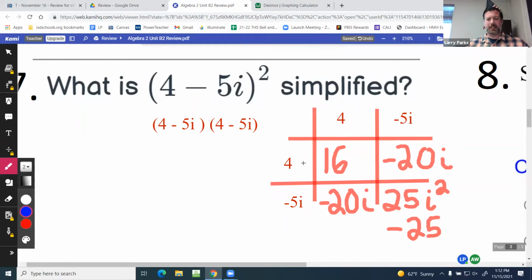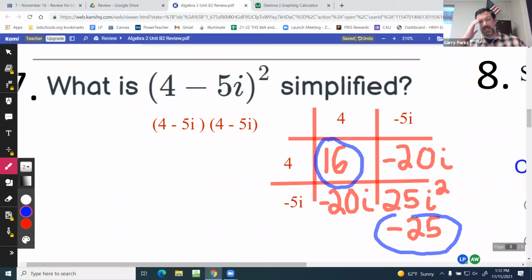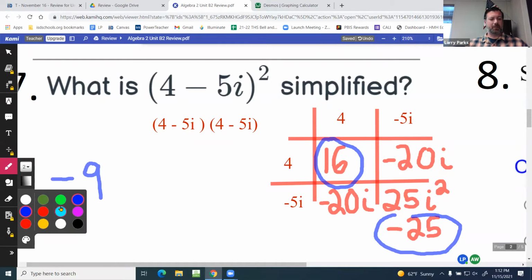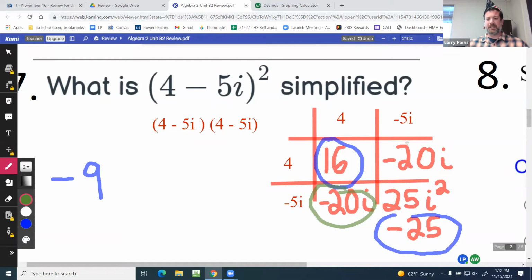Combine like terms, I got 16 minus 25, which is negative 9. Yep, negative 9. And then combine like terms, you got negative 20i and negative 20i. It's negative 40i.